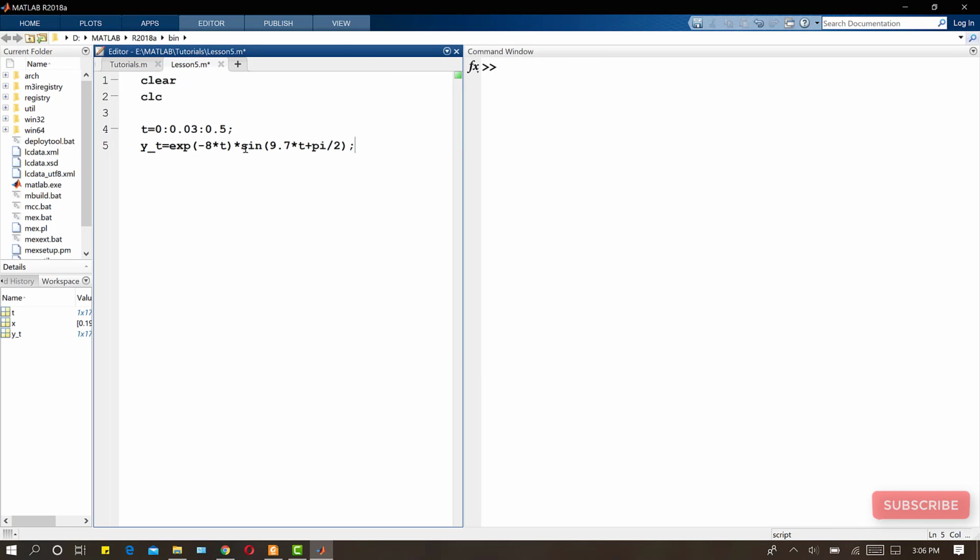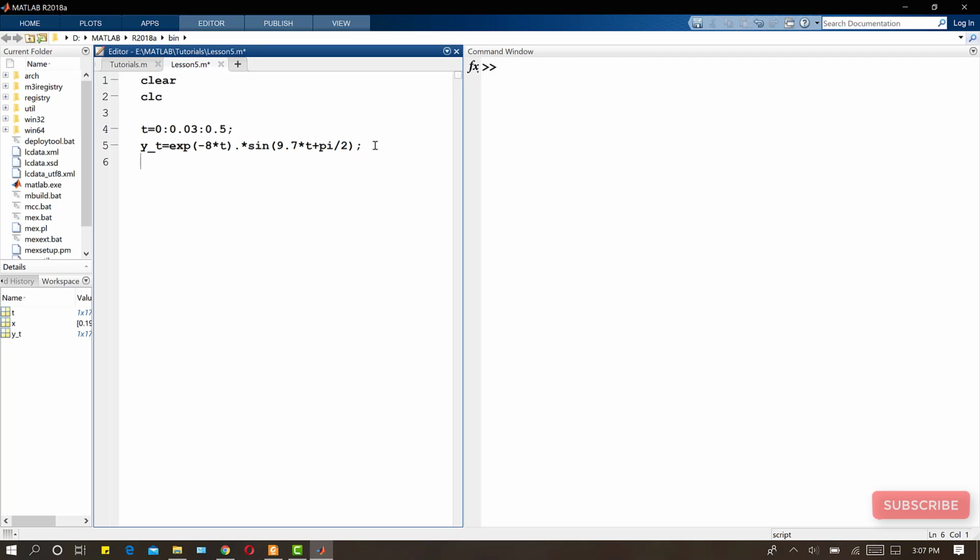Now we see that sine is also a vectorized function. Here t is a vector, so the sine function will produce a vector, and exp will also produce a vector. If we want to multiply these two, then we need to put a dot sign here because we want element by element multiplication for this equation. So it's very important to know where to put dot multiplication and where to put simple multiplication.